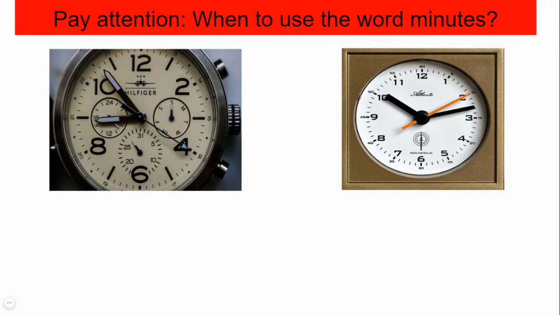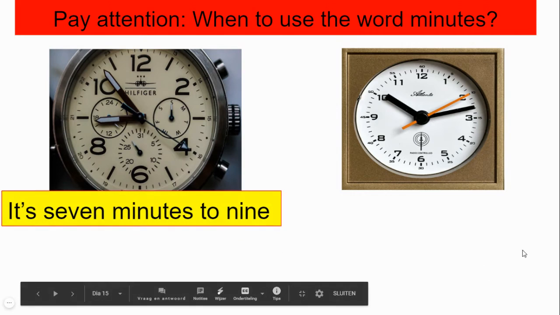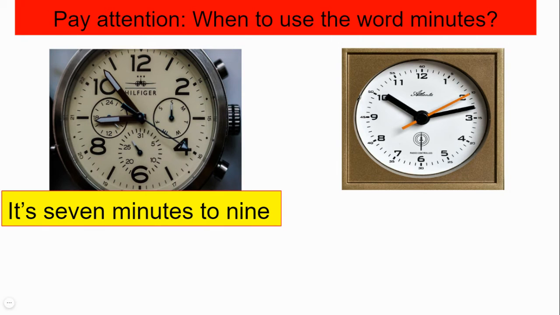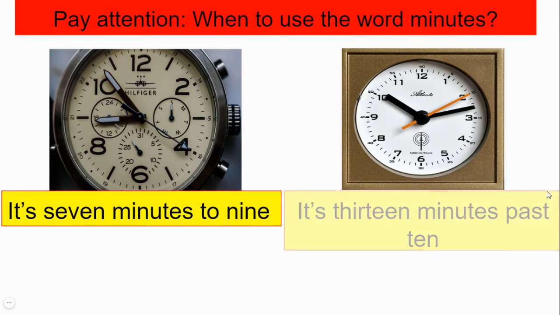Okay, one last thing. Pay attention. When do we need to use the word minutes? Let's have a look at these 2 examples. In the first example, we can see that it is 7 voor 9. So we say it's 7 minutes to 9. In the second clock, we can see it is 13 minuten over 10. So we say it's 13 minutes past 10.